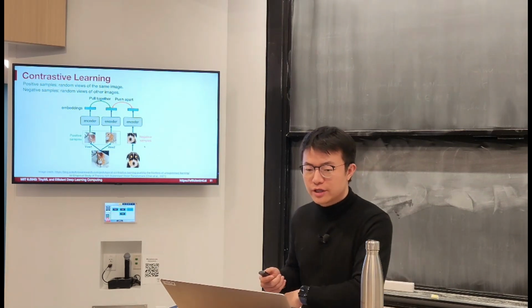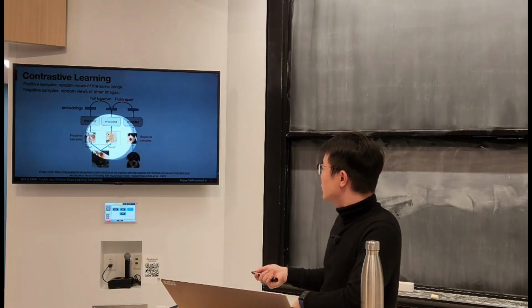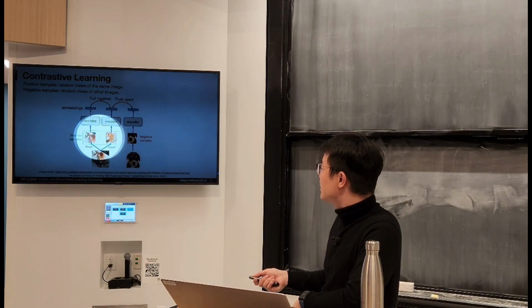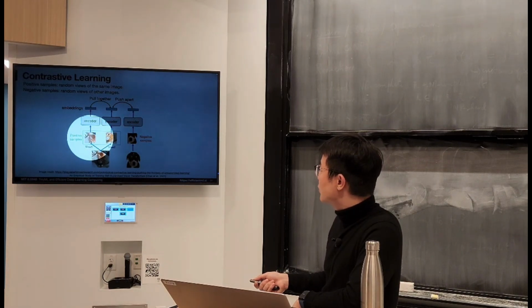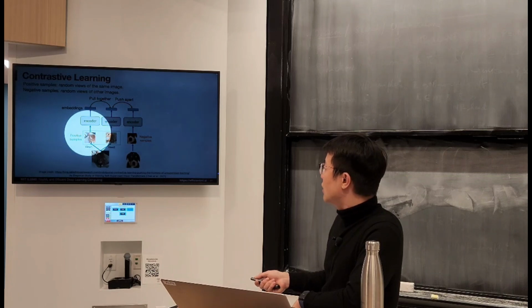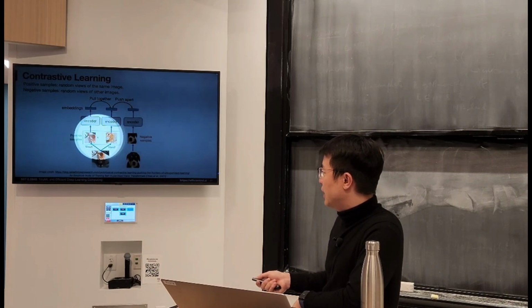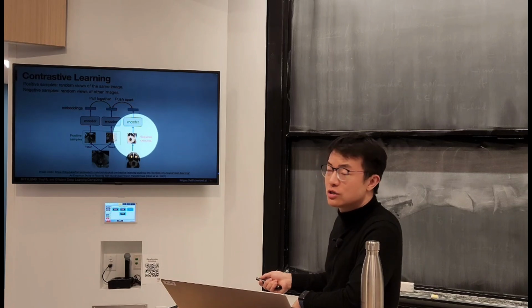Okay, so contrastive learning basically consists of positive samples and also negative samples. Given a cat, we're going to give 2 views of the same cat. So this is one view, this is another view. They are both cats, so we tell the model those are positive samples. And then we have a negative sample, which is a dog.